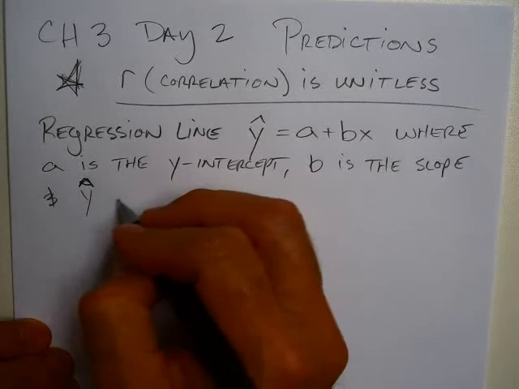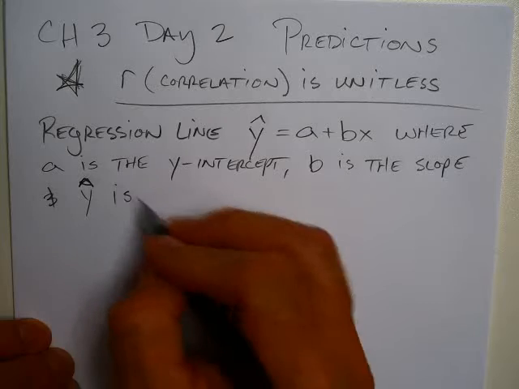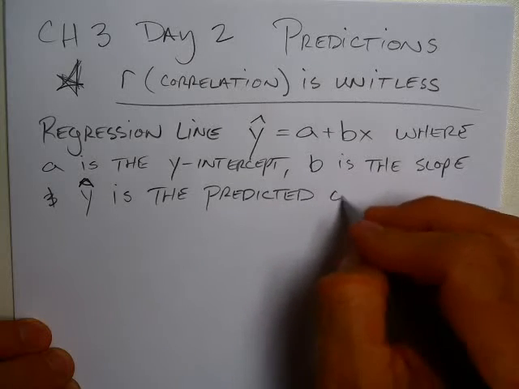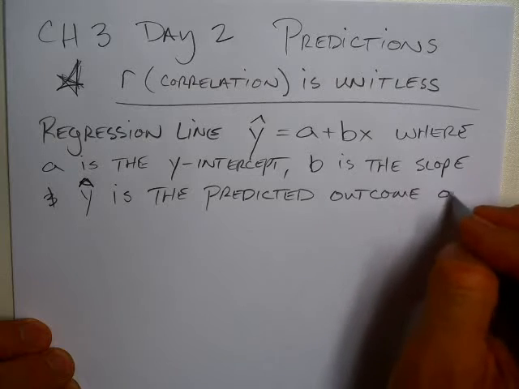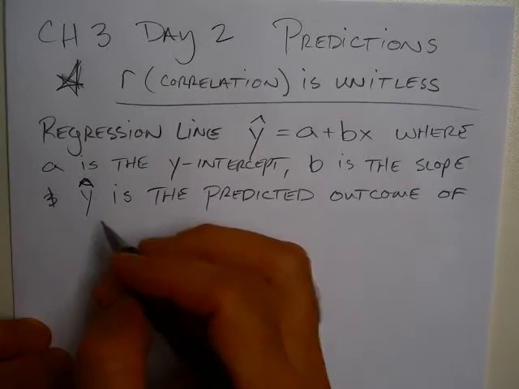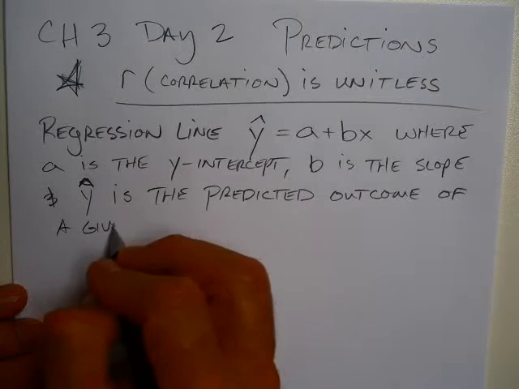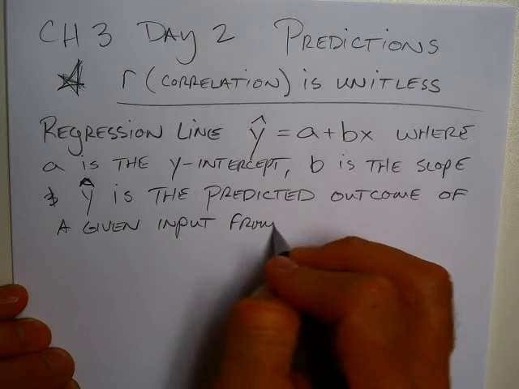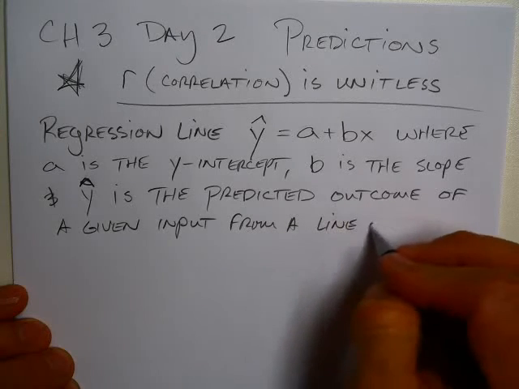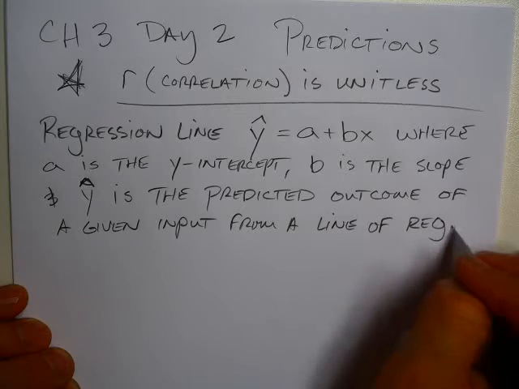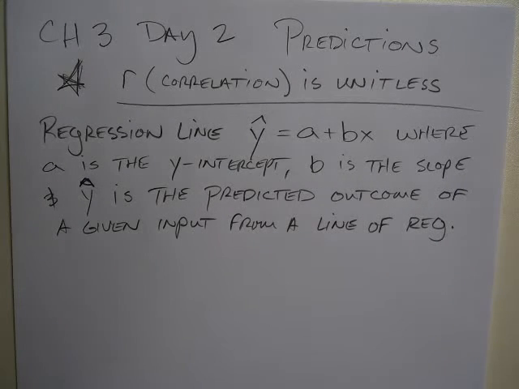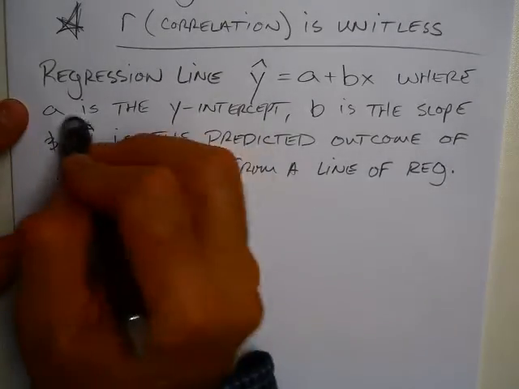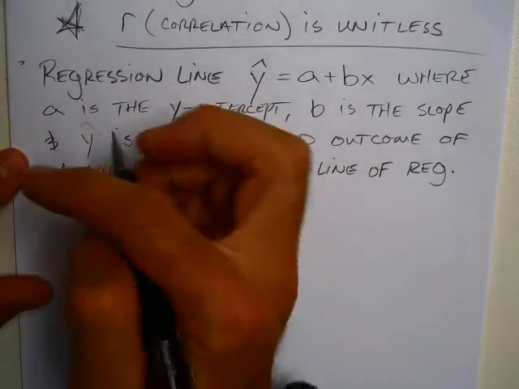Y hat, that's a pretty bad hat there. Of a given input from the line of regression. The line of regression. I gotta fix that hat. That looks like an AY hat.